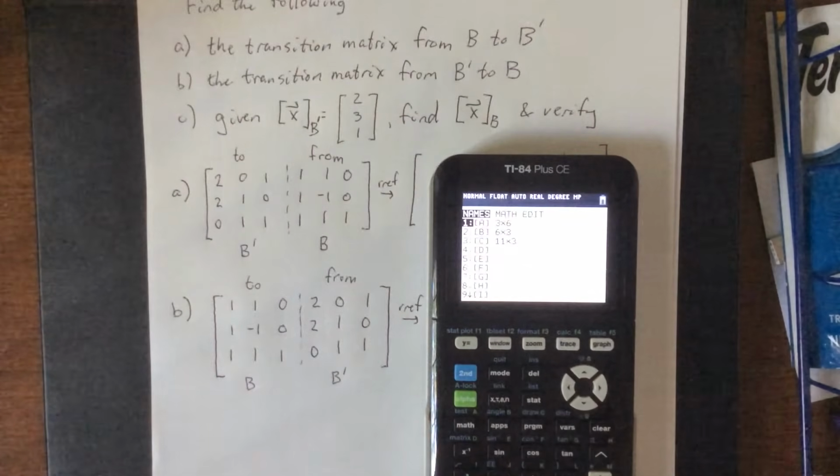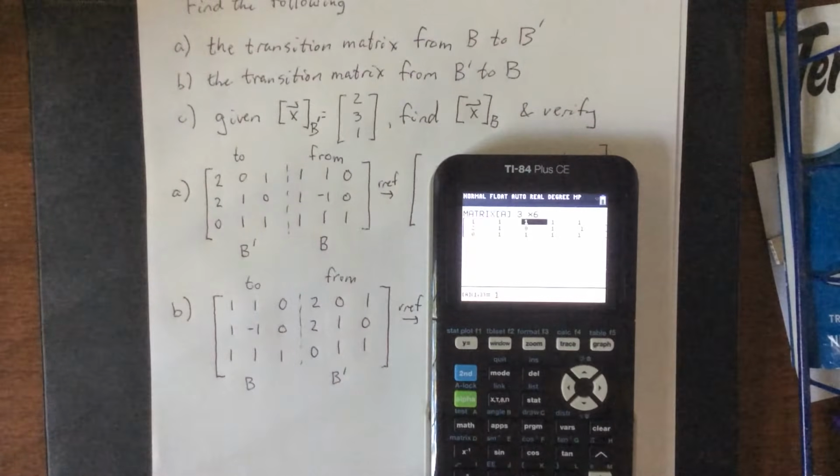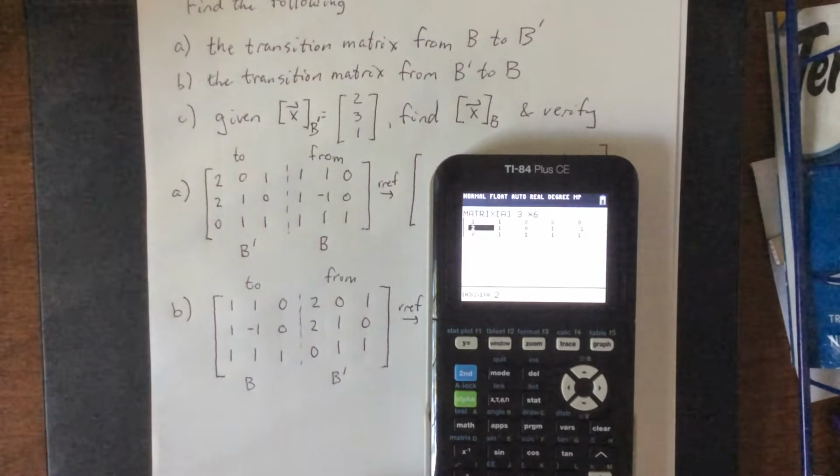So once again, in our matrix, we're going to edit ourselves a 3x6, and we'll just load this one row at a time. 1, 1, 0, 2, 0, 1 for the first row.